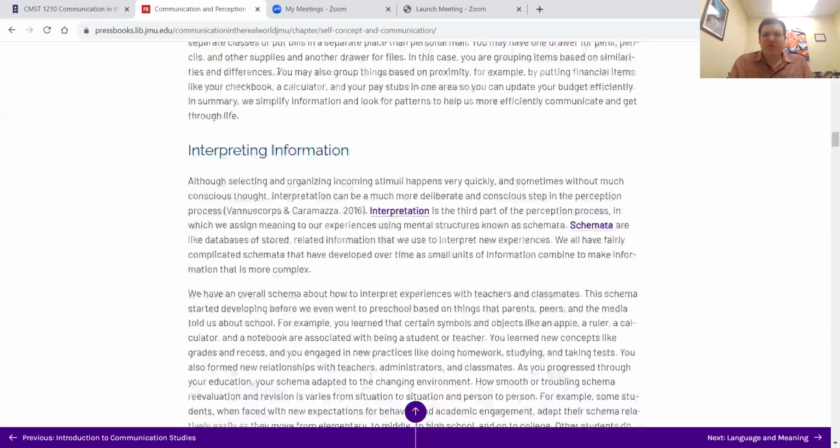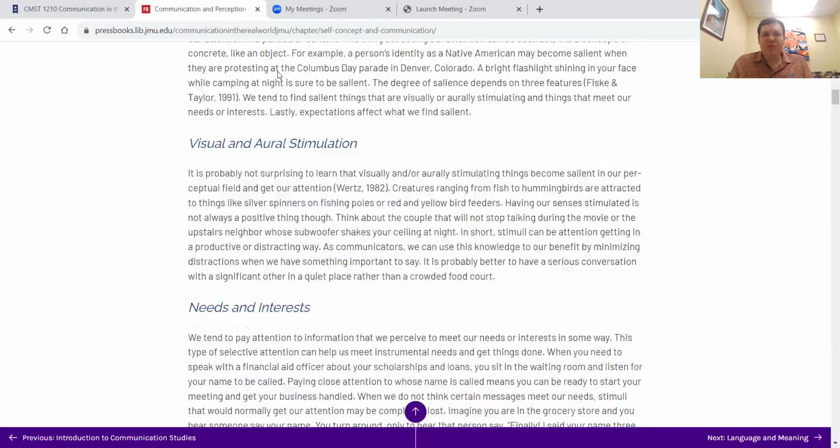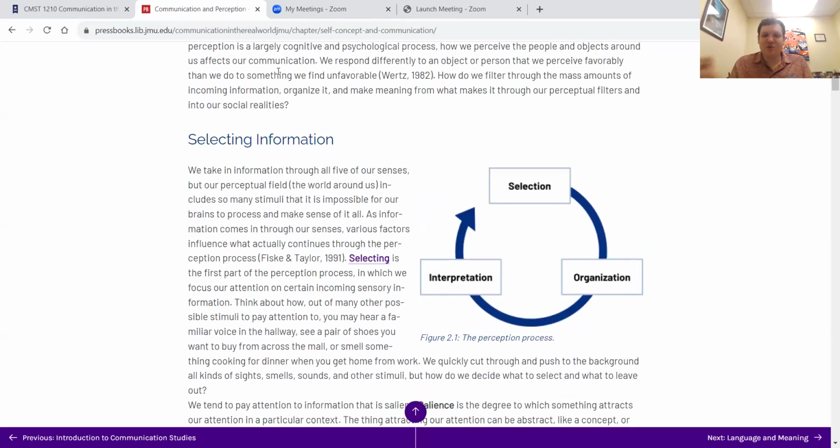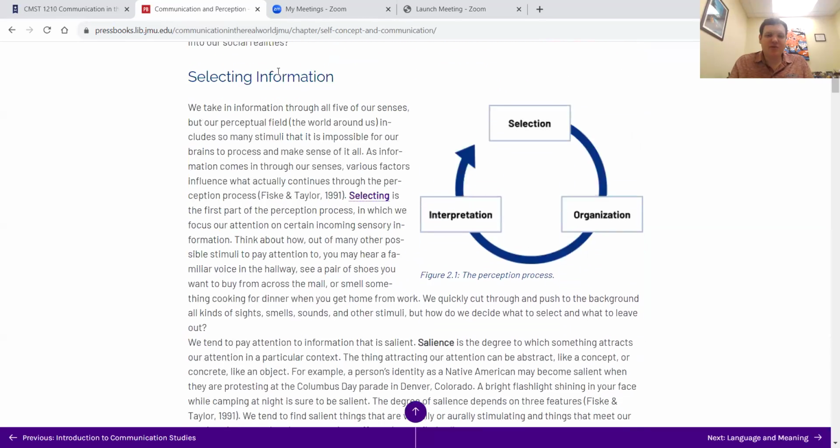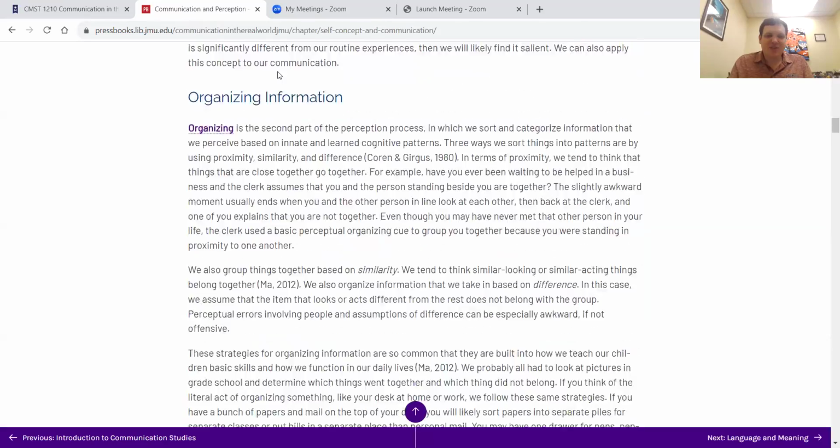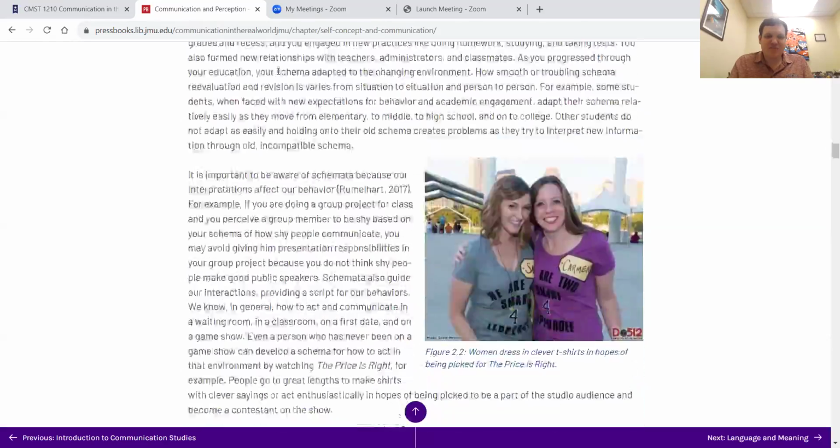So that's a bit about the process. But again, if I go back up here to the graph, there's the selection, there's organization, and then interpretation. Those are the three steps of the perception process. It's the main thing to know from that section of the text.